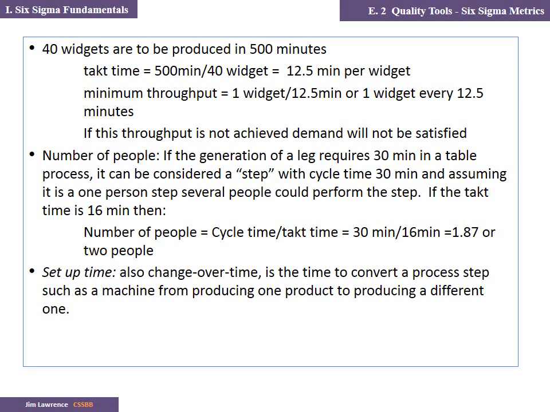The number of people, if it can be calculated: if the generation of a leg requires 30 minutes in a table process, it can be considered a step. With cycle time 30 minutes, and assuming it is a one-person step, several people could perform the step. If the takt time is 16, then the number of people equals cycle time divided by takt time, or 1.87 people to do the job, or 2 people would be required to keep the takt time.